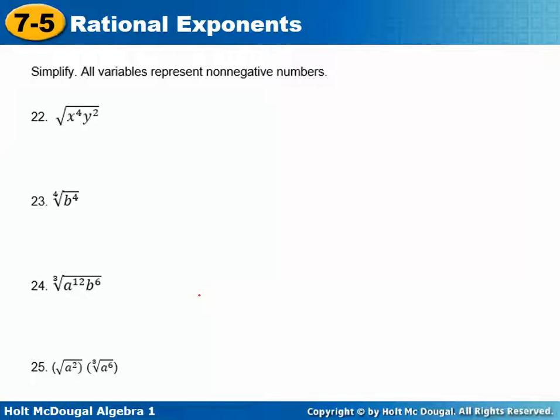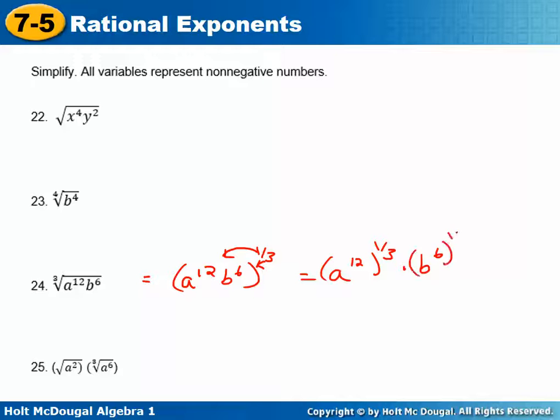There's a few problems on your worksheet like this, so you will just change this to a fractional exponent, and then you will simplify by applying that power to each factor, and then multiply the powers times the power you multiply, and you will get your simplified answers. And that's what you will get for number 24, a to the fourth times b to the second.